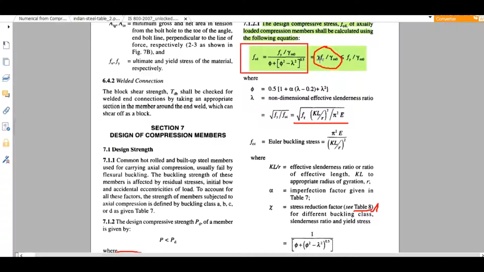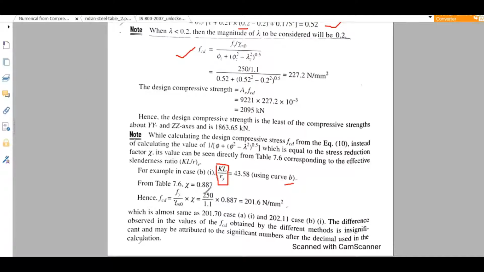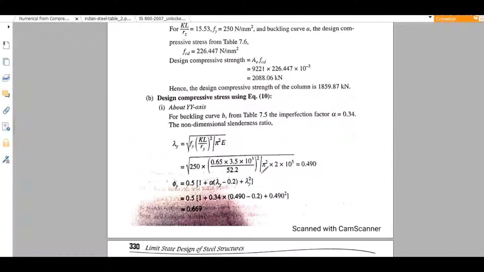So fcd is equal to, simply from this equation, the stress reduction factor into fy by gamma m0. Just multiply this, and you will get the fcd about the y-axis. The same thing will be carried out for the z-axis. After finding this fcd, you know how to find the load carrying capacity, that is multiplying by the area. So these are the three methods. I hope everything is very clear, because these methods are very simple, and it is very easy to do the solution. Okay, thank you very much.